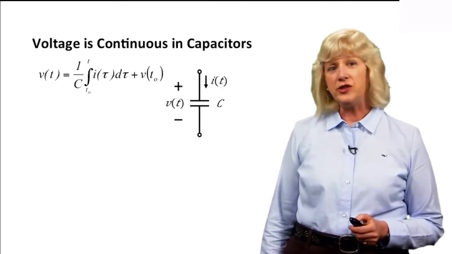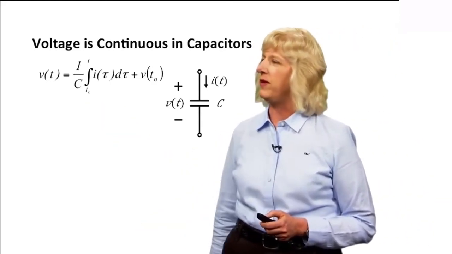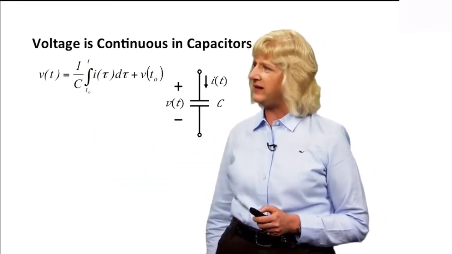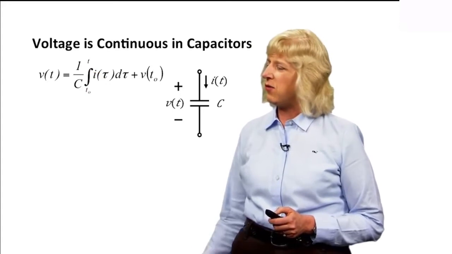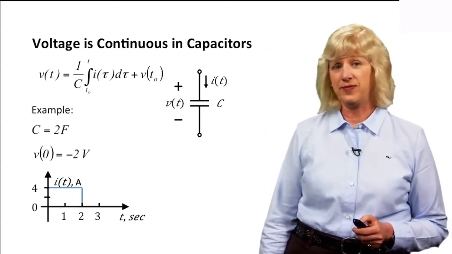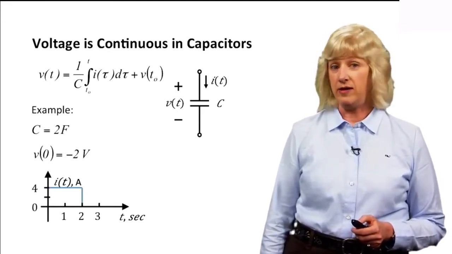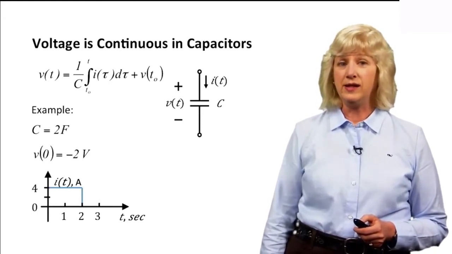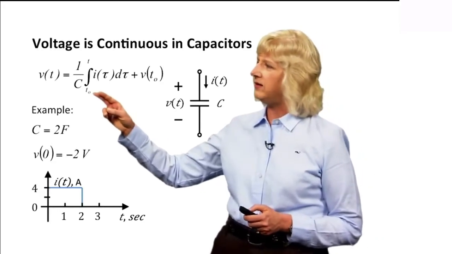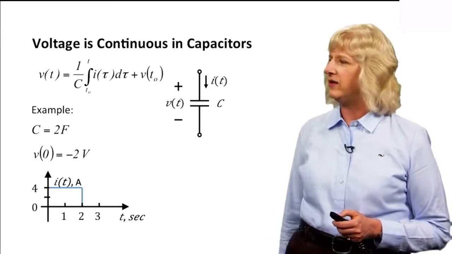Now the voltage in a capacitor has this running integral form that we were just talking about. Notice that it's divided by C, and therefore the voltage in a capacitor is going to be a continuous function of time. Let's consider this example that C is 2 farads. The initial voltage at t equals 0 is minus 2 volts. So that means that for us t naught is going to be 0. And then our current is given as shown.